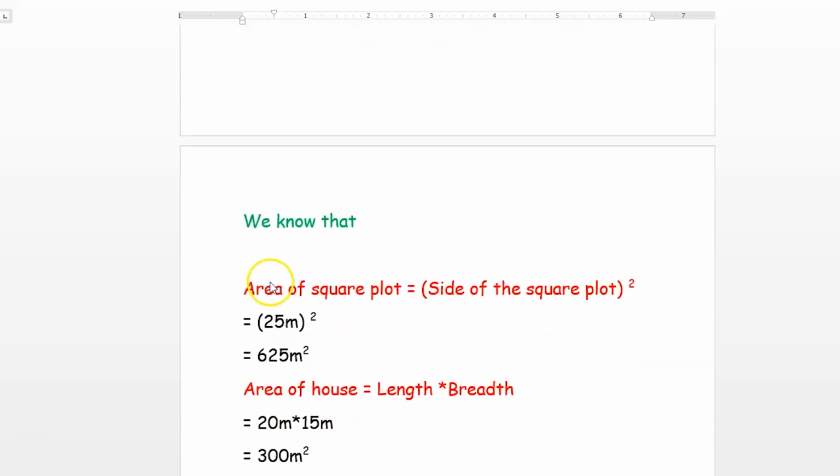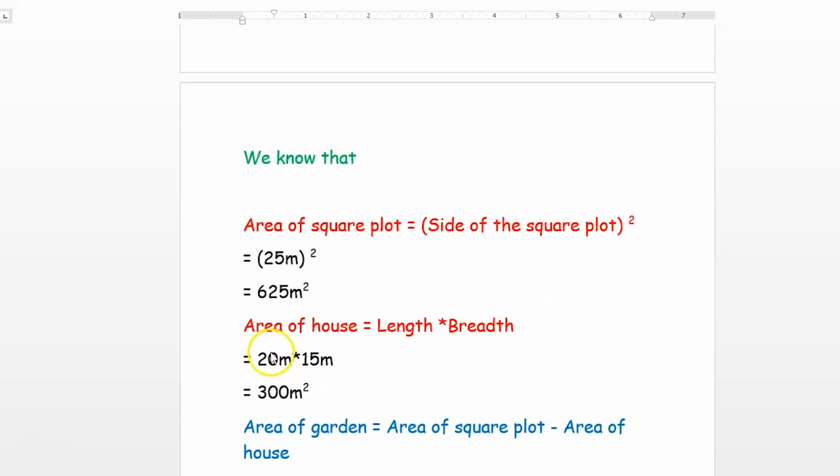So now first we will find the area of the square plot. We know that the area of the square is the side times the side, that is side square. The side is given as 25 meter, so the area is 25 meter, the whole square. So 25 into 25 is nothing but 625 meter square. That is the area of the square plot.